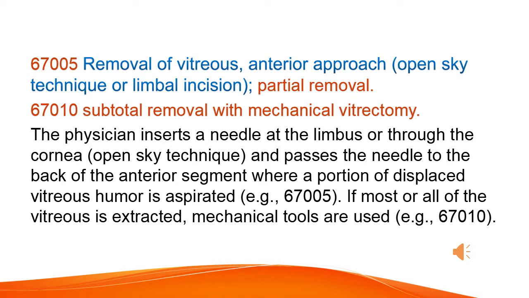Removal of vitreous, anterior approach, open sky technique or limbal incision, partial removal. Subtotal removal with mechanical vitrectomy. The physician inserts a needle at the limbus or through the cornea, open sky technique, and passes the needle to the back of the anterior segment where a portion of displaced vitreous humor is aspirated, e.g., 67005. If most or all of the vitreous is extracted, mechanical tools are used, e.g., 67010.